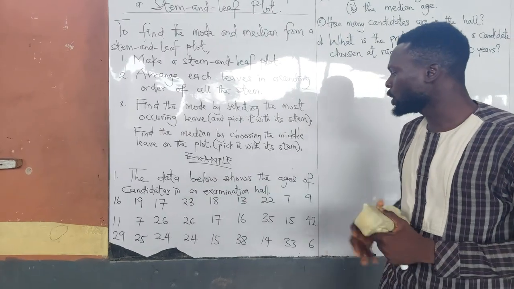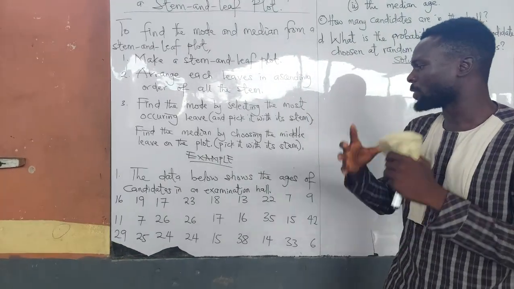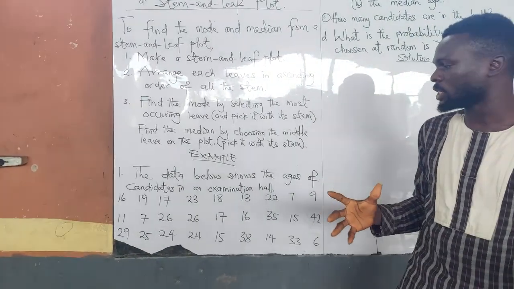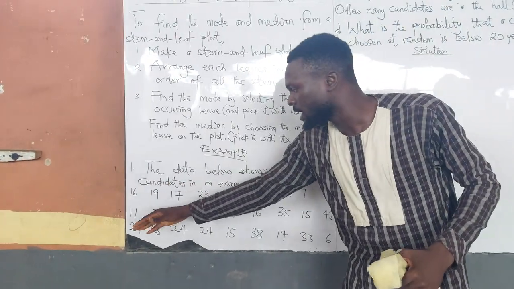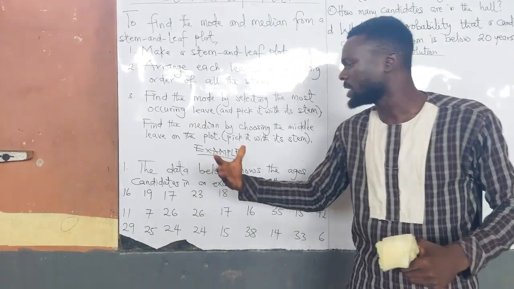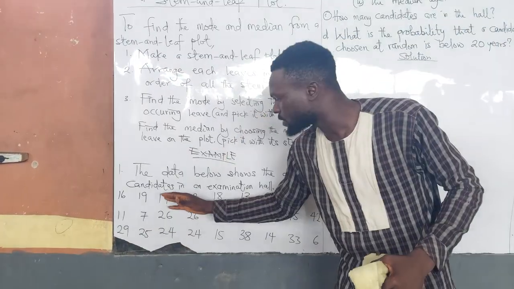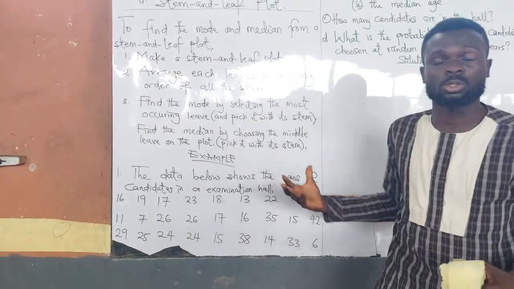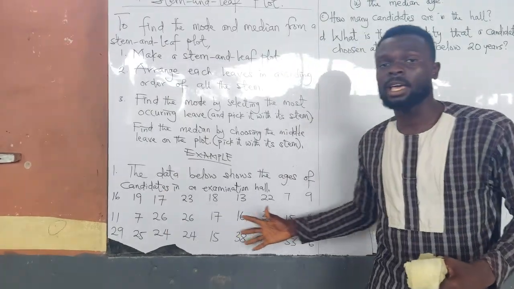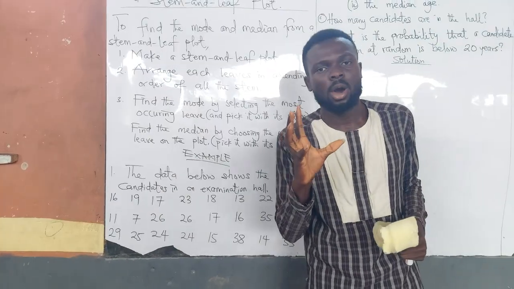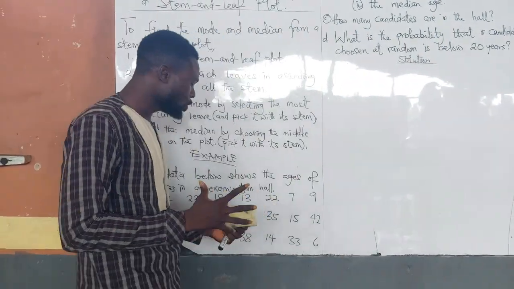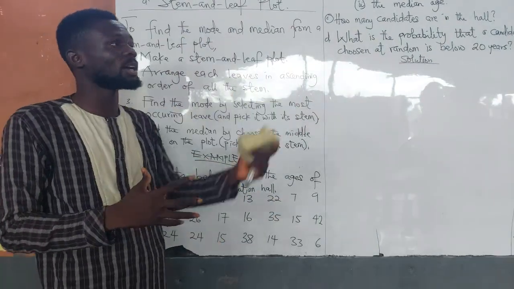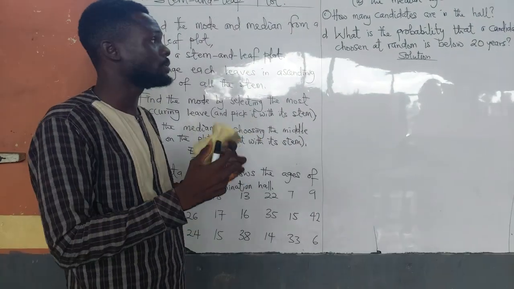The data below shows the ages of candidates in an examination hall. So this data that we have here, we have 16, 11, 29, 19, 7, 25, 17, 26, 24, and so on and so forth. It shows the ages of candidates in an examination hall. So we have to use this data to answer the questions that have been asked.